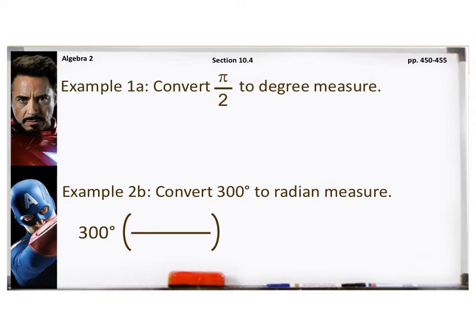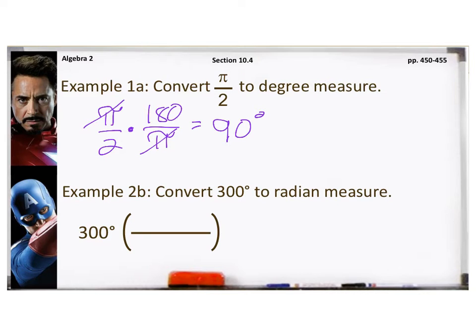Convert pi over 2 to degree measure. Pi over 2. I'm going to multiply this by 180 over pi, dividing out the pi's because I don't want them. I do want the degrees. So, 180 divided by 2 is 90 degrees.